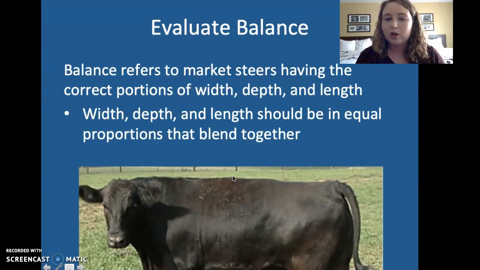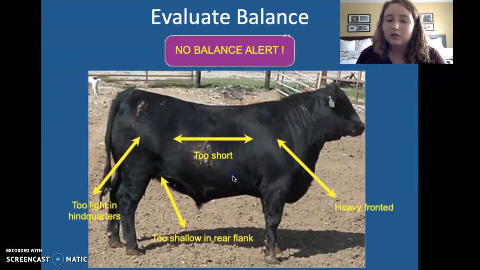Okay, balance. Balance refers to market steers having correct proportions of width, depth, length. So you want them all to be equal. You want them to all look nice and blend together. Okay, so here's one that is not balanced. We can see that they get high in their flank, they're tight in their quarters. They just don't really look right. They're kind of just unbalanced.